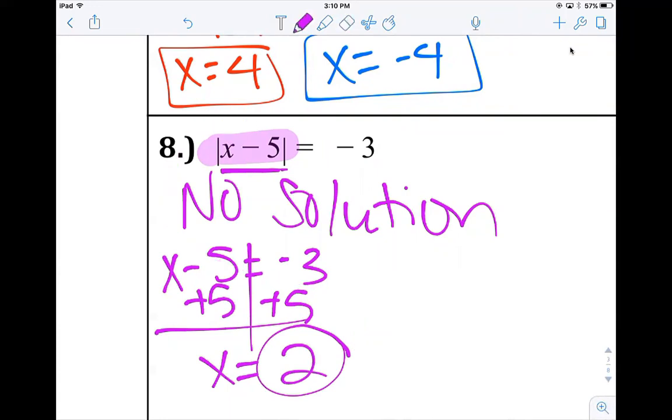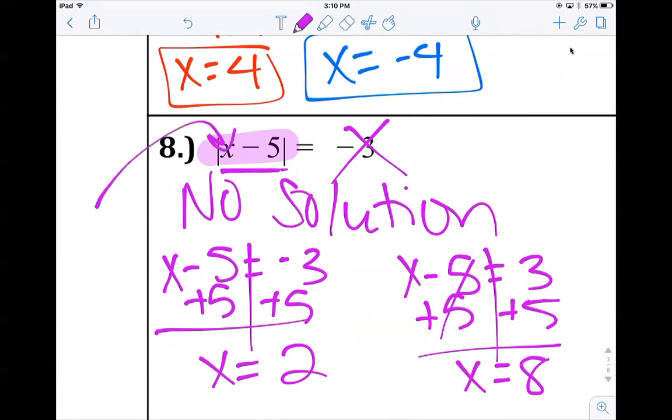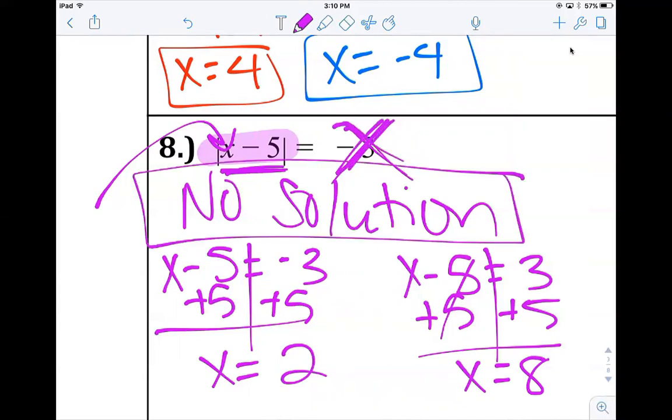And then even if you kept going, and you said, okay, x minus 5 equals 3, and you solved it, you would get x equals 8. And if you would plug that back in, 8 minus 5 is 3, but absolute value of 3 is not negative 3. So there's no way that this is going to work, because no matter what you plug in here for x and you take the absolute value, it's never, ever, ever going to be a negative. So this is no solution.